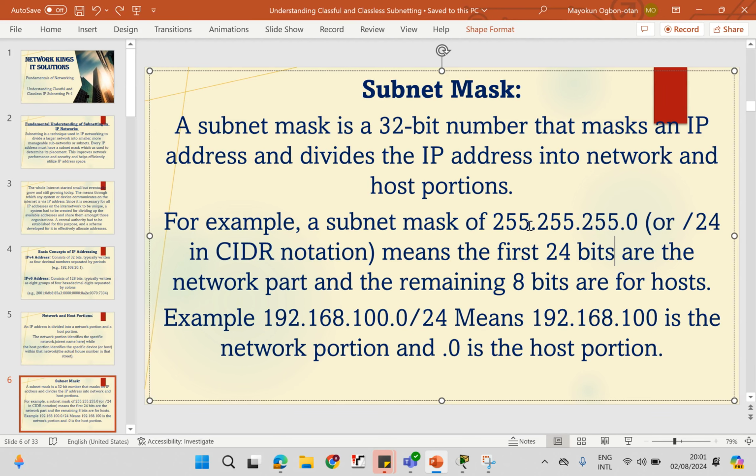Which means the first 24 bits. Remember, the first 255 is 8 bits, the second 255 is 8 bits, 8 plus 8 is 16, then the third 255 is another 8, making 24 bits. These are the network part, and the remaining 8 bits, this .0, are for the host. For example, 192.168.100.0/24 means 192.168.100 is the network portion and .0 is the host portion. Do we understand this?